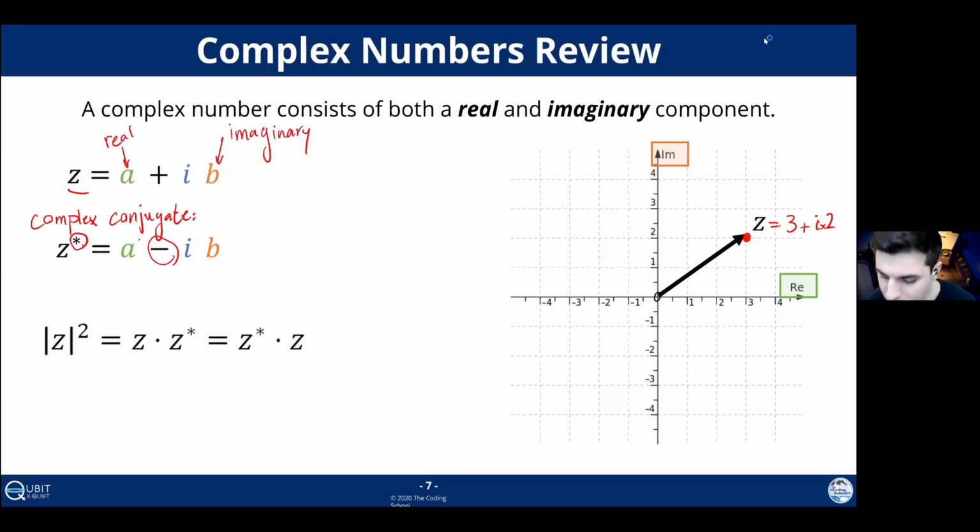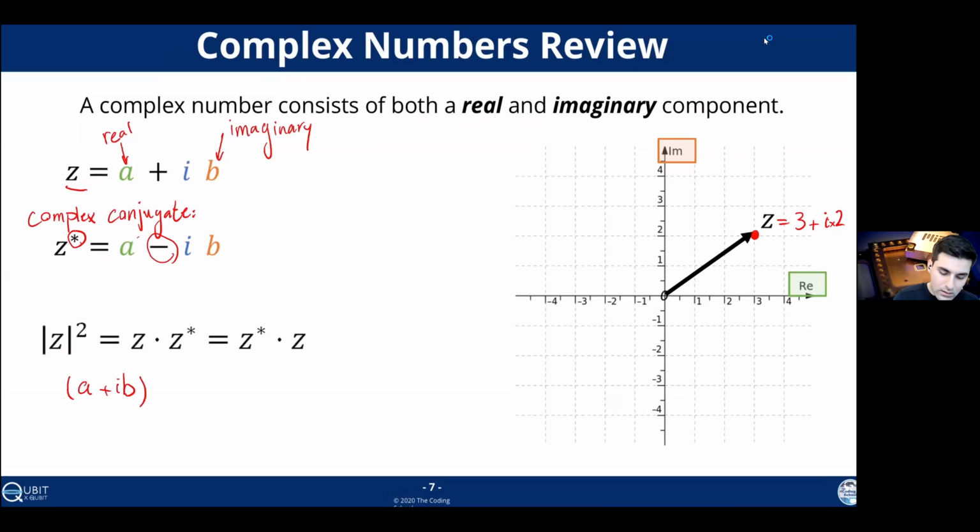Now, something that I'm telling you, and we're going to explore this more in the next slide, is that the amplitude squared of z is the same as either multiplying z by the complex conjugate of z, or vice versa, multiplying the complex conjugate by z. And maybe let's quickly do that with the example that we have over there. So I told you that z is a plus ib, and again, a and b are arbitrary numbers. So z times complex conjugate of z would be a plus ib times a minus ib. Okay, so far so good.